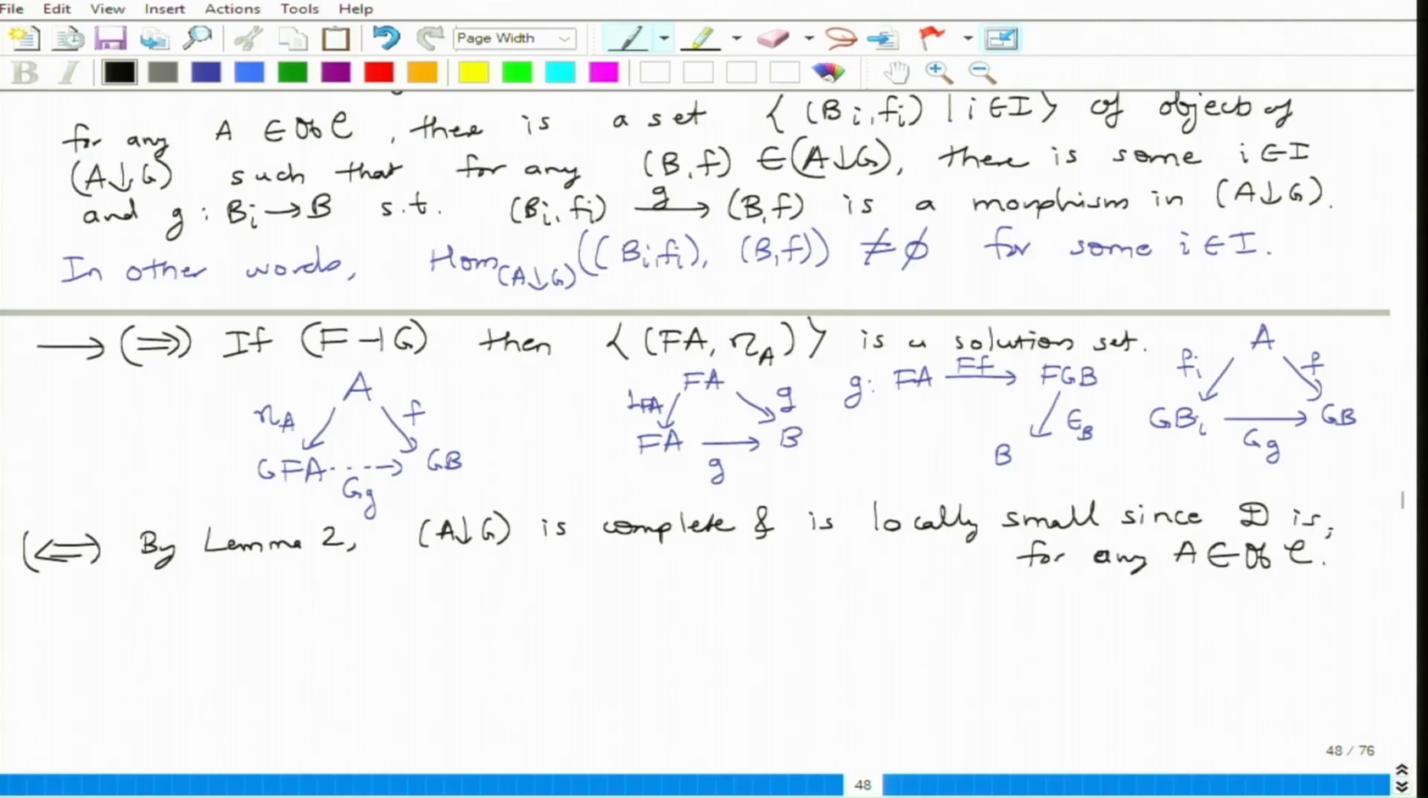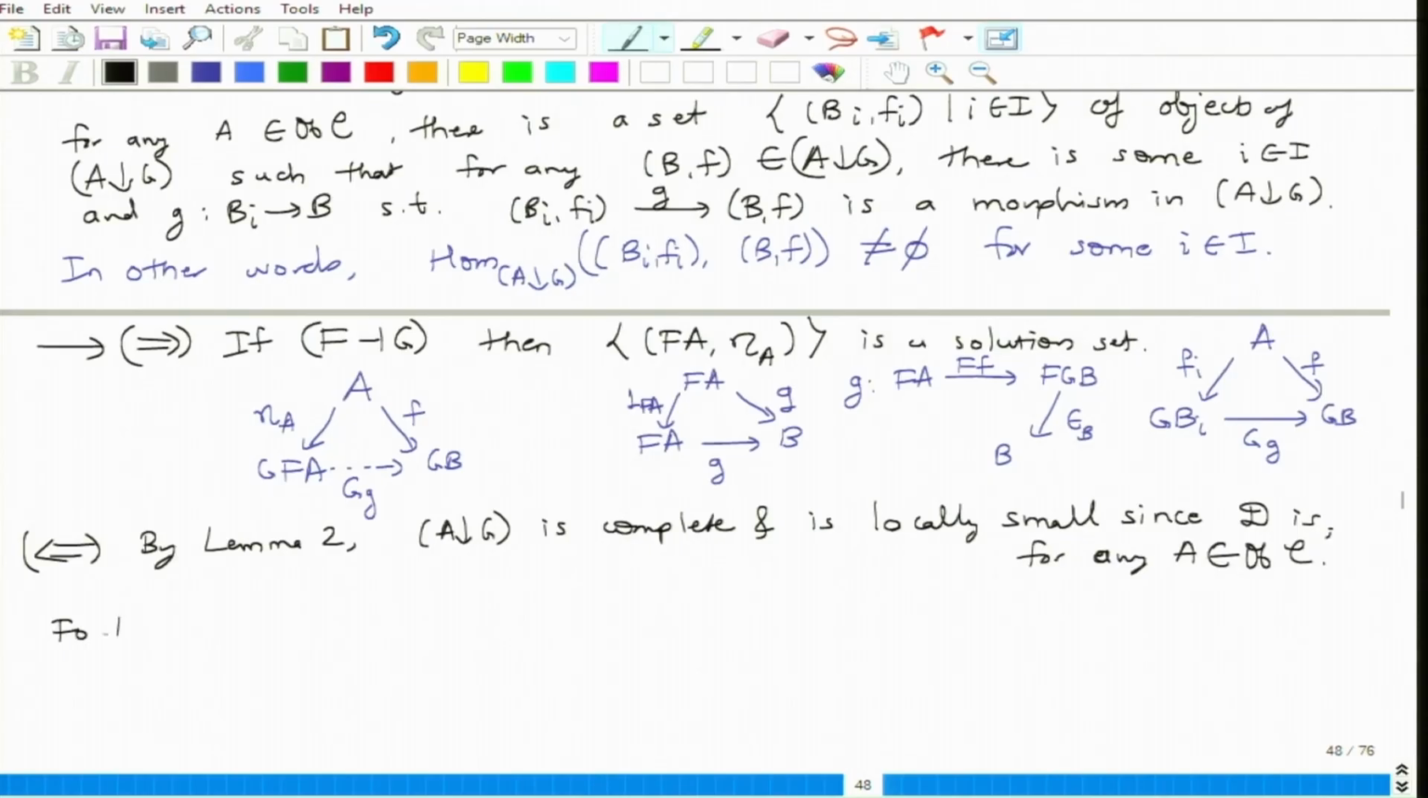For the arrow category, we just have to show that it has an initial object. That's our goal. And we are going to use the solution set condition to construct such an initial object. Okay.